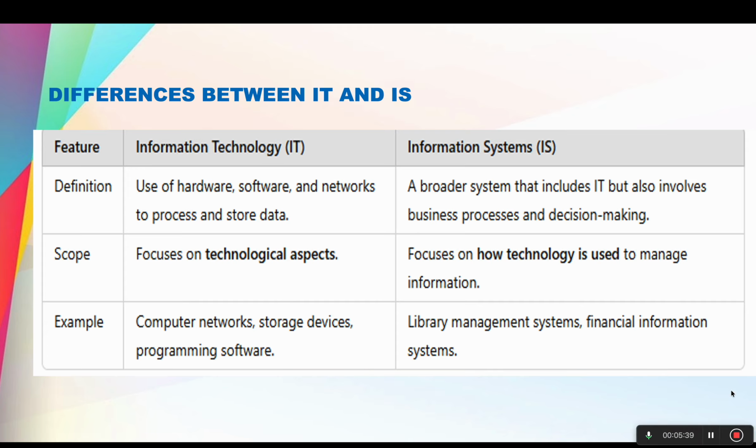Okay, this is the table that differentiates between IT and IS. So for the definition, IT, as I said before, in simplified terms. So these are briefly in three categories. We can see the differences by feature, which is the first is definition, and the scope, and as well example, computer network system, library management system, and so on and so forth.